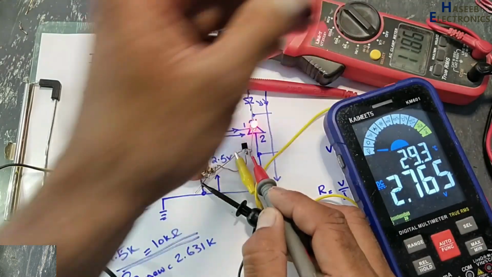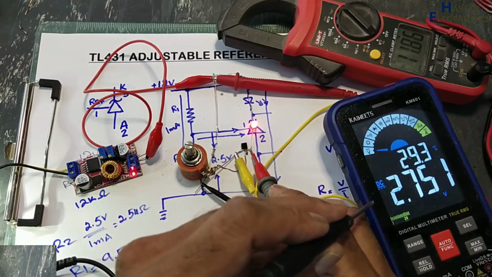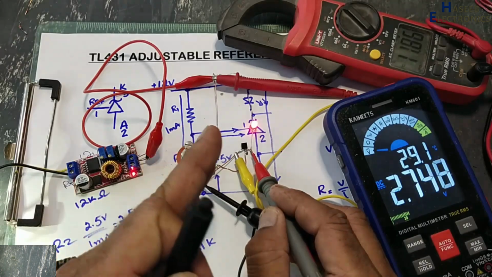At 11.86, the voltage drop across this component is 2.76. This time it is in linear conduction mode.